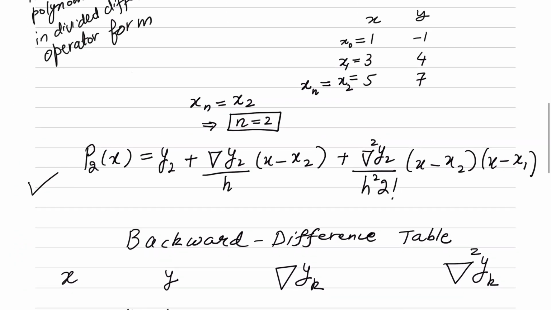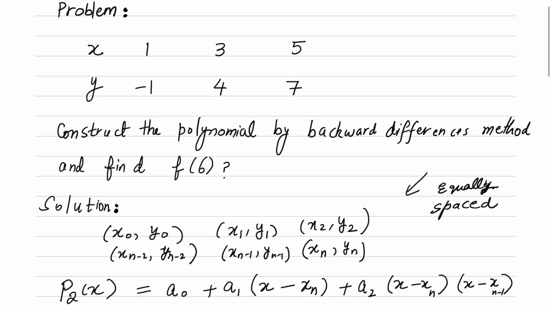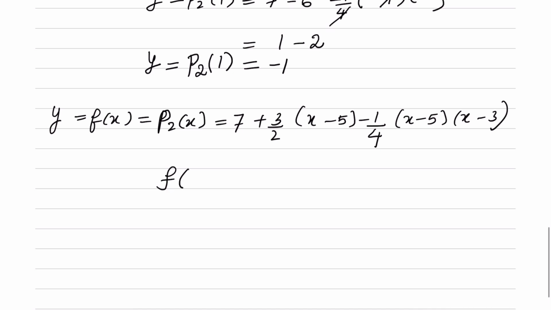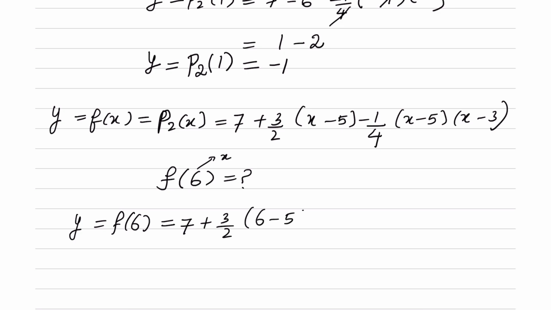Let's look at the question. We had to construct the polynomial by using the backward differences method. We have done that, and then we had to find the value of the function at x equal to 6. So to find the value of the function at 6, the function is the same here as the polynomial, which is the same as y. So put x equal to 6. Here we get f of 6. On the right hand side we have 7 plus 3 by 2 into 6 minus 5, minus 1 by 4 into 6 minus 5 into 6 minus 3.